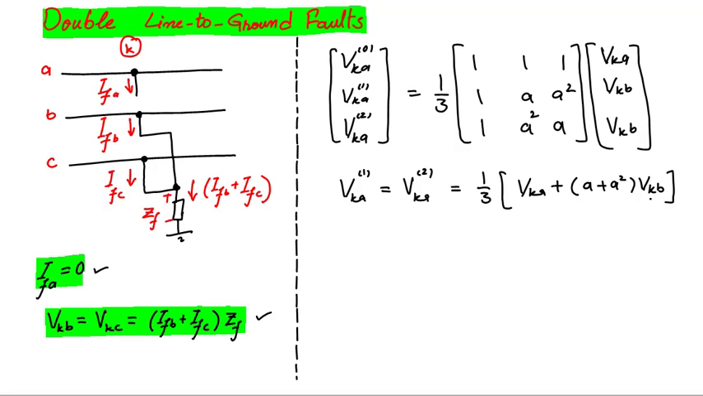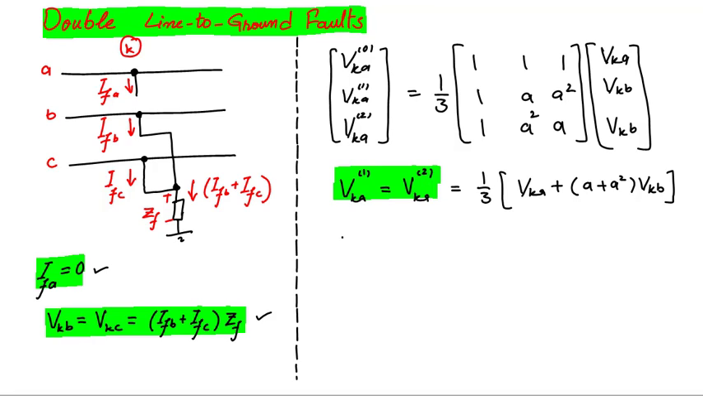1 by 3 times VKA plus A squared VKB. So by taking VKB common from these two terms, we get this value. So now we have a relationship between positive sequence and negative sequence voltage at bus K. Positive and negative are equal. Next we want to see what is the relation of zero sequence with positive sequence and negative sequence.